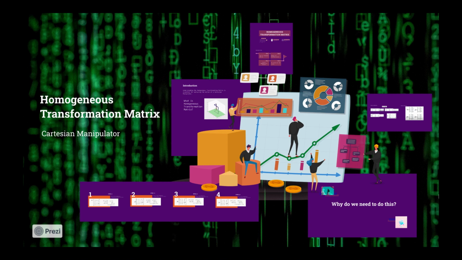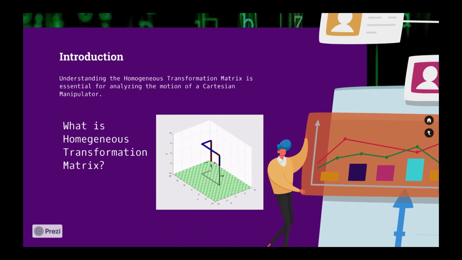In this video, I'll be discussing the homogeneous transformation matrix of a Cartesian manipulator. When dealing with rotation matrices, we can merge 3x3 rotation matrices by multiplying them.